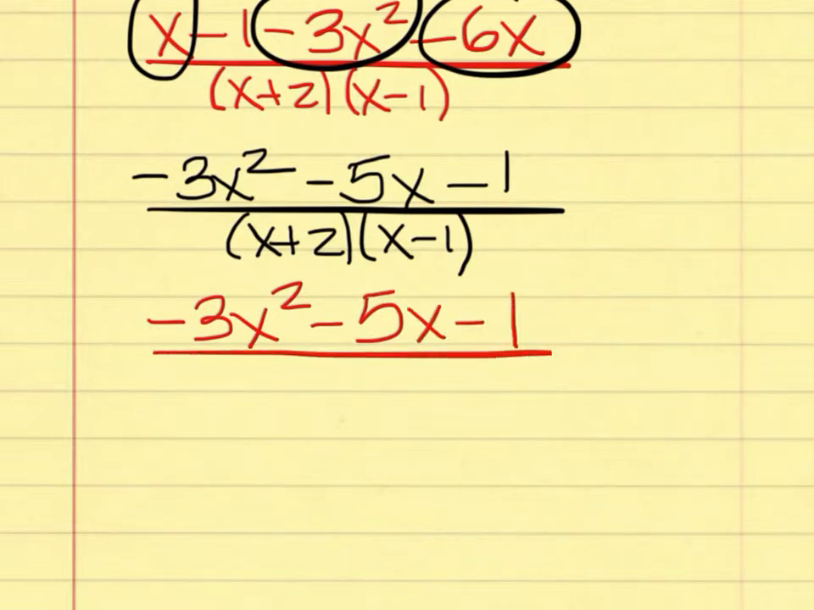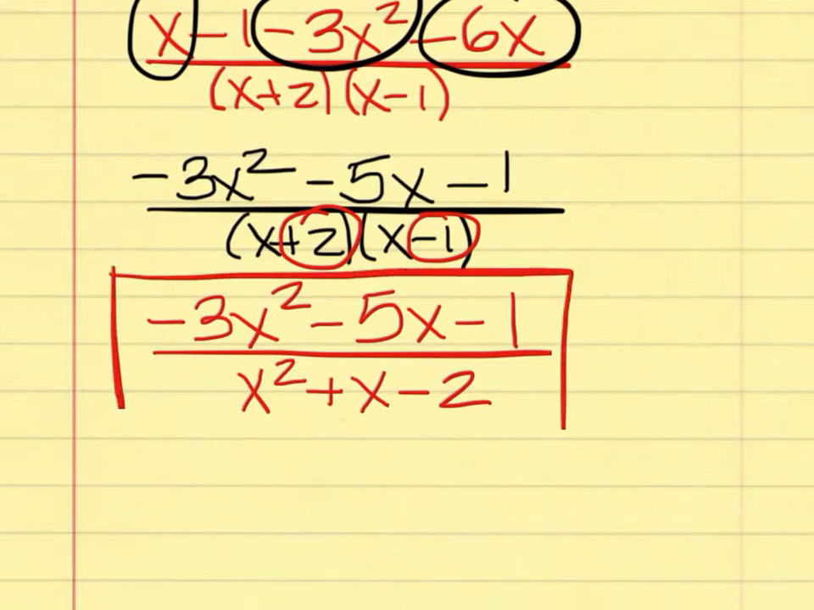And on the bottom, you use the FOIL method to multiply it out. Or if you have two simple quantities like x plus 2 and x minus 1, you know you have to have an x squared. 2 plus a negative 1 is positive 1, so positive 1x. And then 2 times a negative 1 is negative 2. So this would be your final answer.